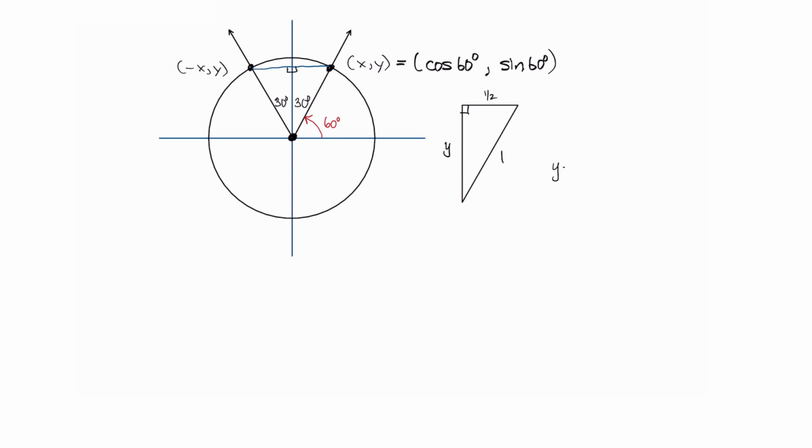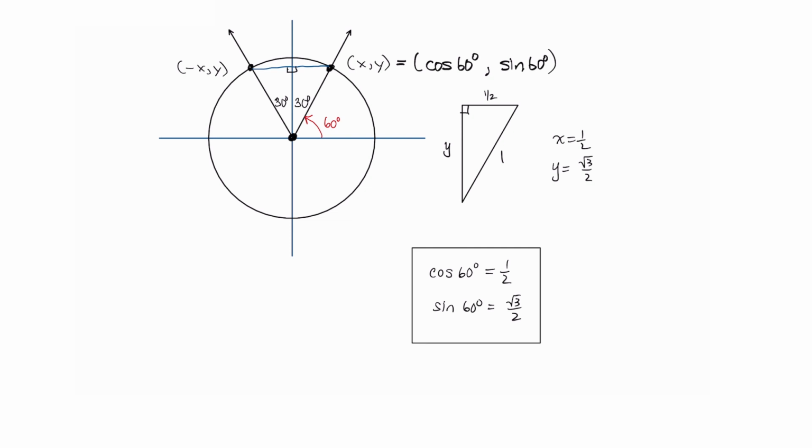So we know that y is the square root of 3 over 2, and we already know that x is 1/2. And since x is the cosine of 60, this gives us that the cosine of 60 is 1/2, and the sine of 60 degrees is the square root of 3 over 2. So there are our 4 exact values for 30 degrees and 60 degrees for the sine and cosine functions.